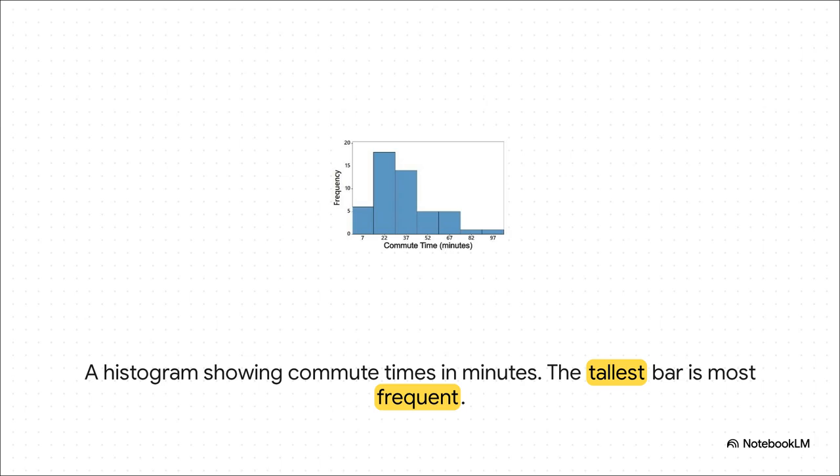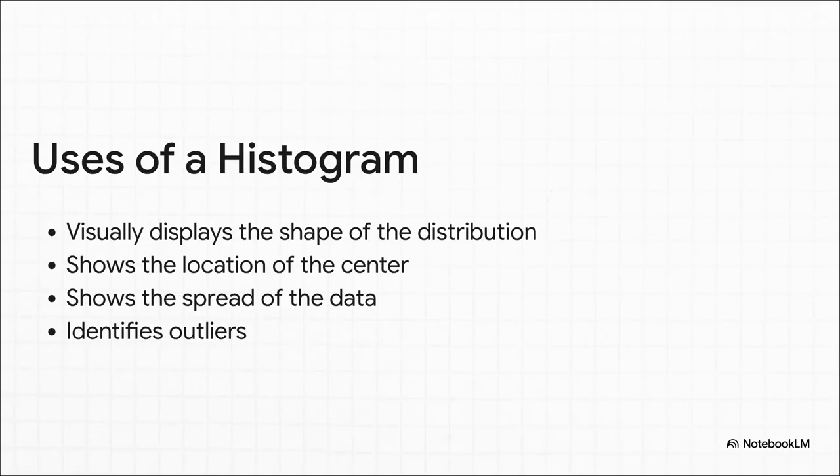Okay, let's make this real. Here's an actual histogram showing commute times. Just look at it. See that tallest bar right in the middle? Instantly, without doing a single bit of math, you know that the most common commute time is somewhere in that 22 to 37-minute range. That right there is the power of a visual. You get instant insight. And that's really the magic of it. In just one glance, you get the whole story. You can see the overall shape of the data, you can get a feel for where the center is, you can see how spread out everything is, and you can even spot the oddballs, what we call outliers, those values that are way off from everything else.